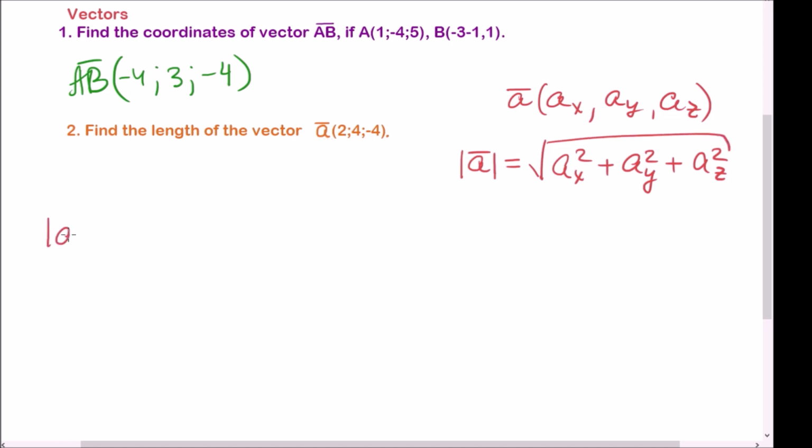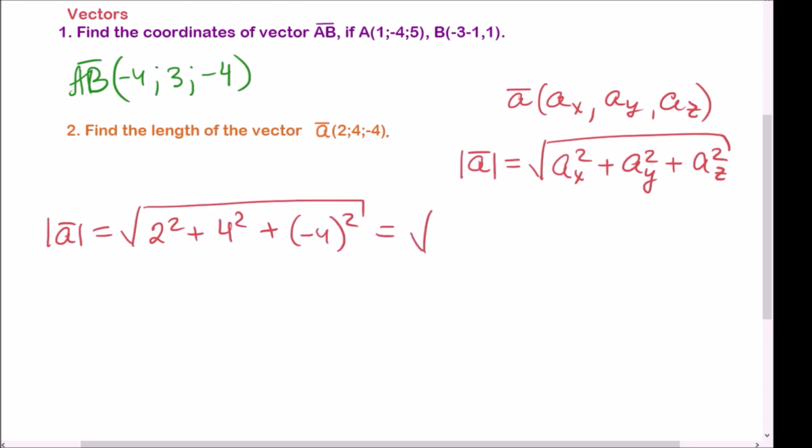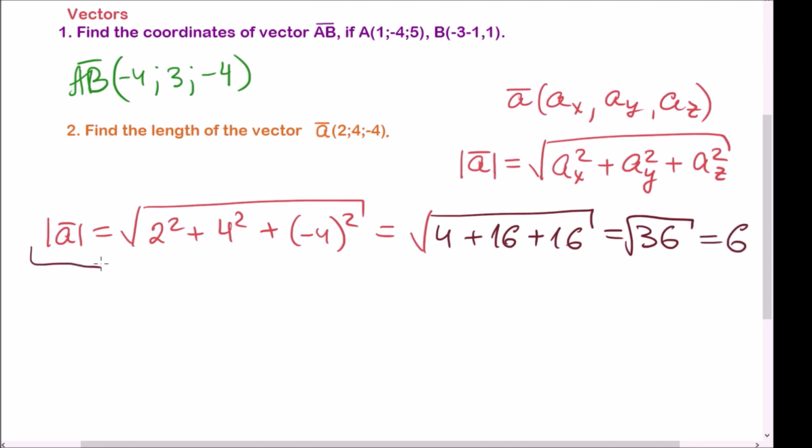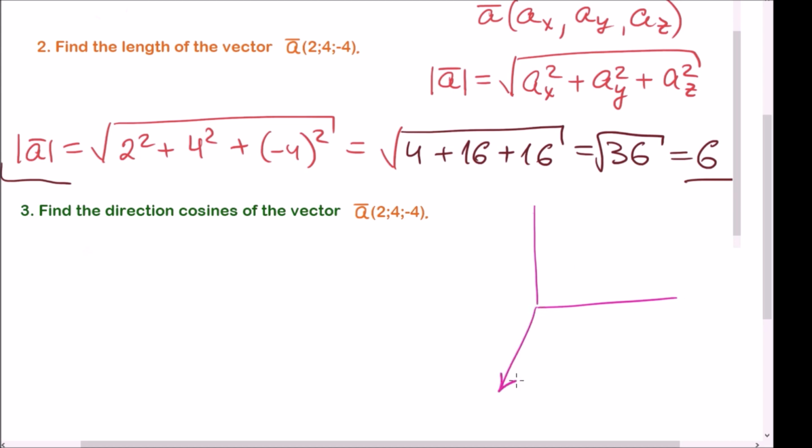So, absolute value of the vector A, it will be the square root of 2 squared plus 4 squared plus -4 squared. So we have 2 squared is 4 plus 4 squared, 16 plus -4 squared, it is 16. So we have 32 and 4, 36. Square root of 36, it is 6. We have found the length of the vector A. It is 6 units.